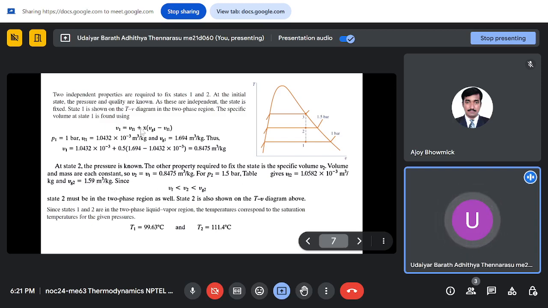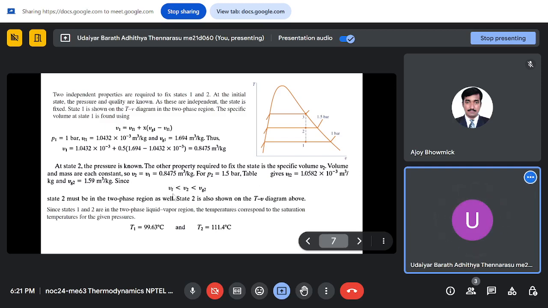So now using the same relation, specific volume is equal to Vf plus X into Vg minus Vf. We substitute the values. We know the specific volume at state 2 because it is a constant volume process. So V2 is equal to V1. So we substitute that and we can find out X.